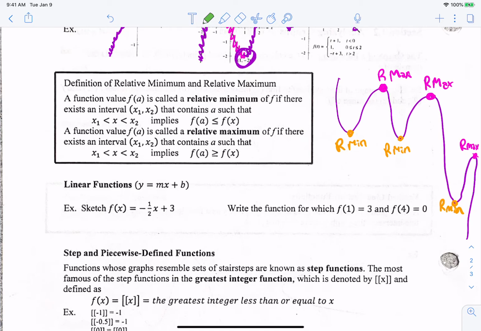I'm not going to talk about absolute max and absolute min yet. So, number 12, I'm not going to do that. Okay, so forget what I just said.